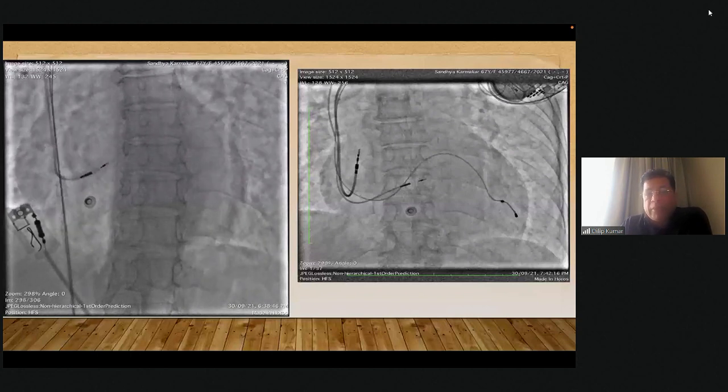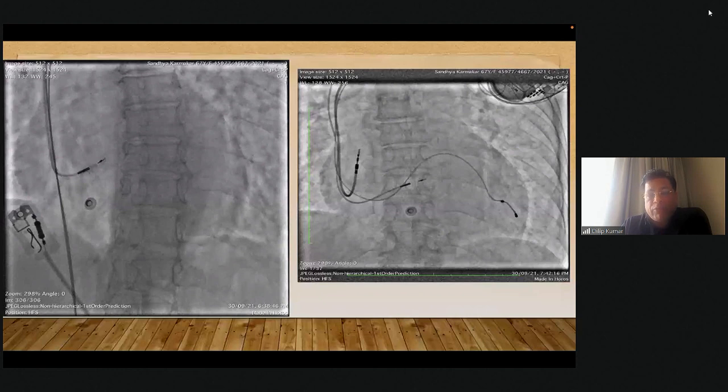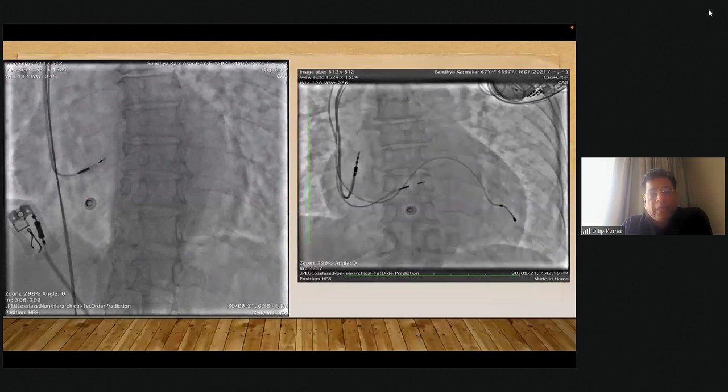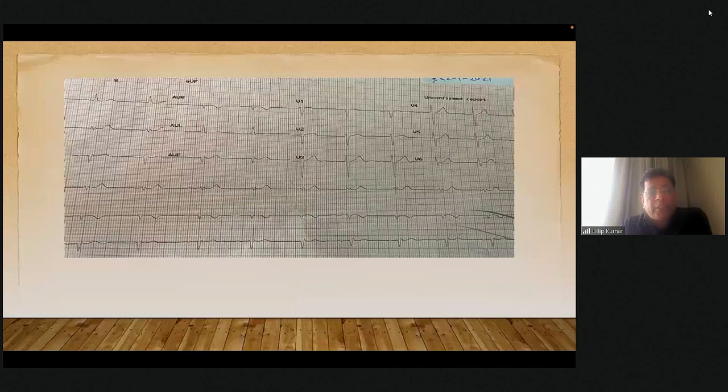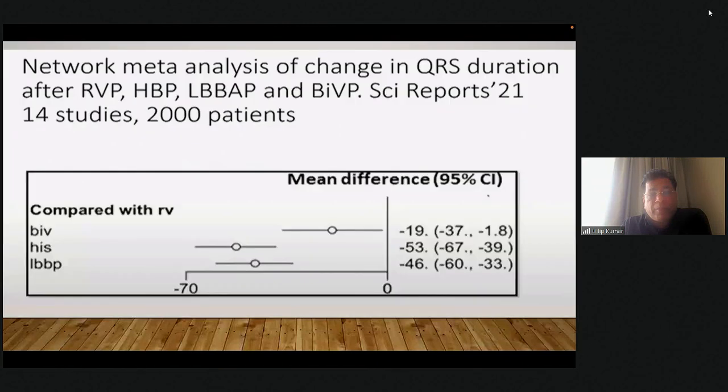You can see here a left coronary sinus lead and a left bundle pacing, and then you can see what kind of ECG we got. If I don't say that it was a paced ECG, you will pass it as a normal kind of ECG. Such a kind of fusion you get when you engage both, optimized CRT.